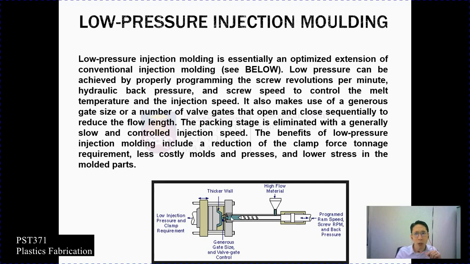The benefits of low pressure injection molding include a reduction of clamp force tonnage requirement, less costly molds and presses, and low stress in the molded part. Okay, there are some advantages of low pressure injection molding. Some articles require stress-free parts, so you might want to consider using low pressure injection molding. Although the process is slightly longer and more time consuming, the end product will have better quality in terms of performance.